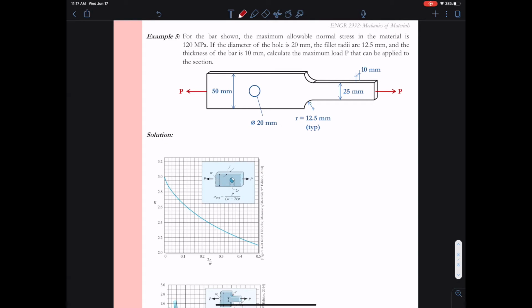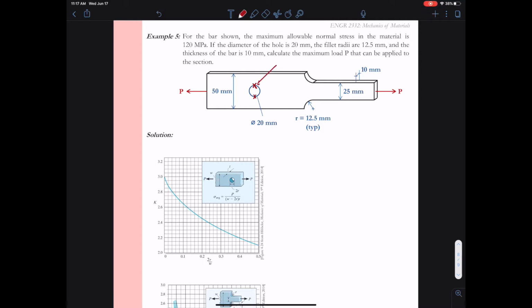In this example, we have a bar that has a hole in it, as well as a bar that has fillets in it to a reduced cross-sectional area. We're given that the maximum allowable normal stress is 120 megapascals, and all the geometrical properties of the bar.